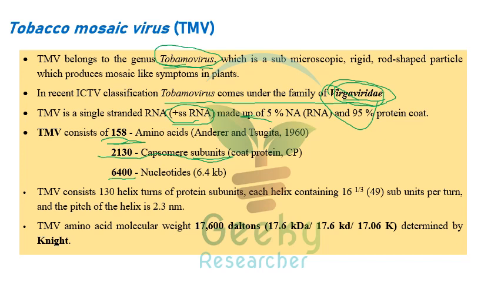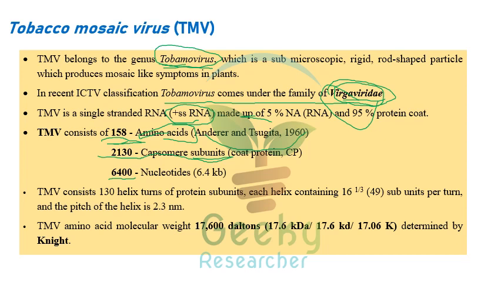The complete amino acid sequence of tobacco mosaic virus was first reported by Anderer and Suguta in 1960. Tobacco mosaic virus contains 158 amino acids, confirmed by the complete sequence by Anderer and Suguta in 1960, along with 2130 capsomere subunits and 6400 nucleotides.